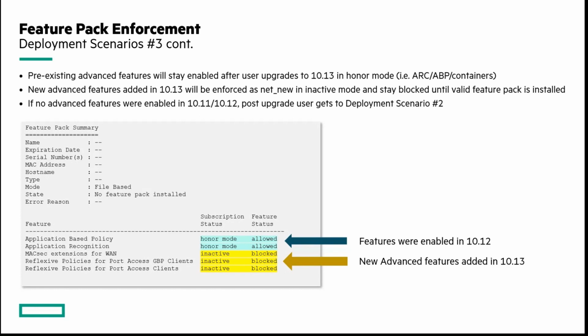If the advanced features were not enabled in 10.11 or 10.12, then post-upgrade the user gets to deployment scenario 2, where advanced features are enabled after the upgrade. Here is a CLI output that explains this clear difference. If you see, application-based policies and app recognition were enabled in 10.12 and hence they are in honor mode after the update, whereas the new features, that is reflexive policy and MACsec, are still inactive and are blocked.